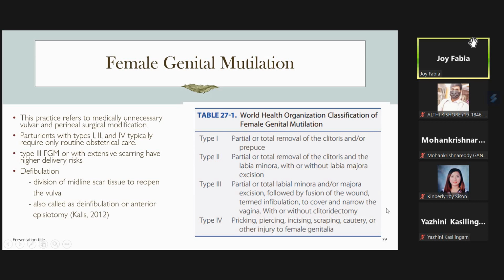to cover and narrow the vagina. So this type 3 may or may not have a clitoridectomy. And then for type 4, this is the pricking, piercing, incising, scraping, cautery, or other injury to female genitalia.